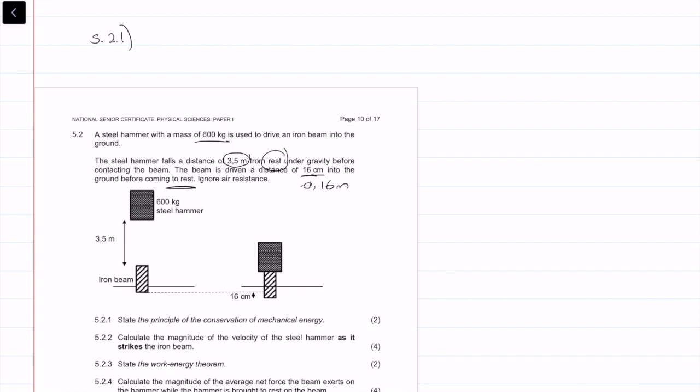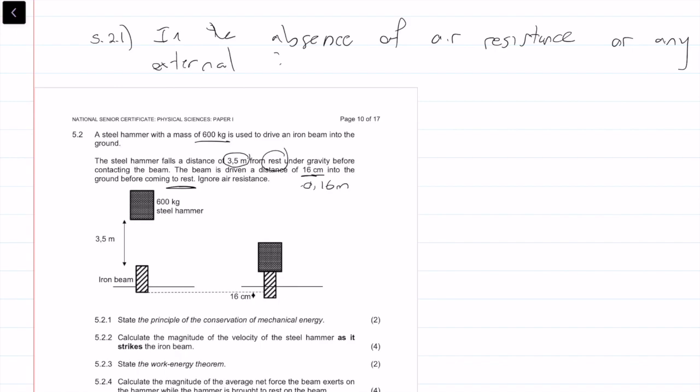Question 5.2.1 is a definition. The definition of conservation of mechanical energy is: in the absence of air resistance or any external forces, the mechanical energy of an object is conserved.